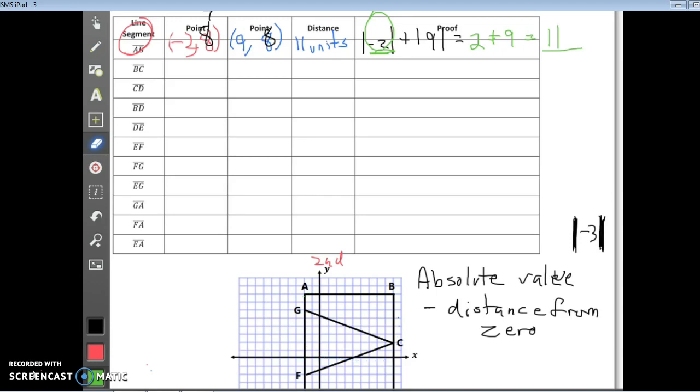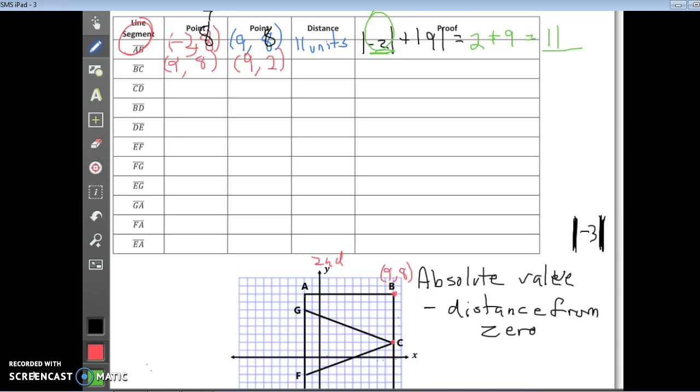Still thinking absolute value in mind. So the next one is BC. That means it's going to be this point and this point. And we already remember B was 9, 8 from our last problem. So 9, 8 in parentheses. That tells me it's an ordered pair. And then let's find C. C is going to be 1, 2, 3, 4, 5, 6, 7, 8, 9. So my X is going to be 9 because X is first. And then it's going to go up 2. There we go. So B is 9, 8 and C is 9, 2. It's over 9 up 2.